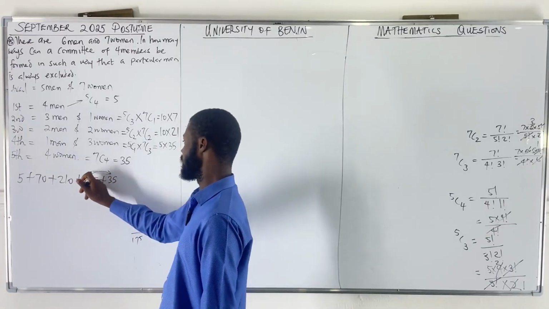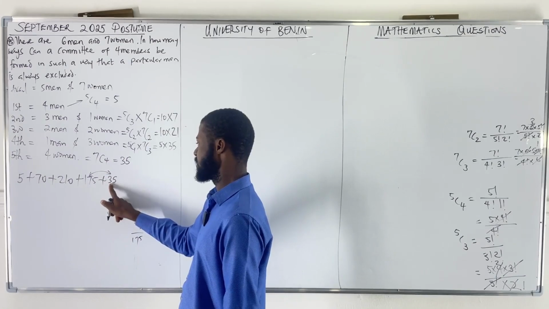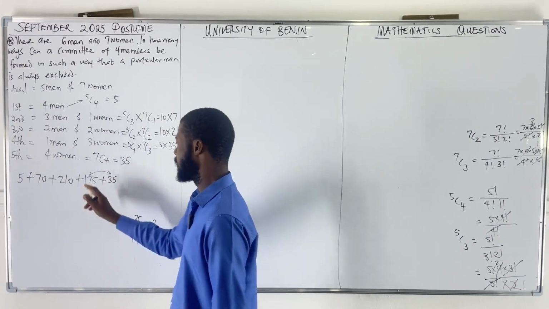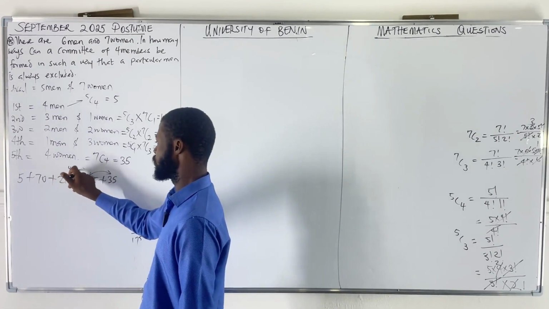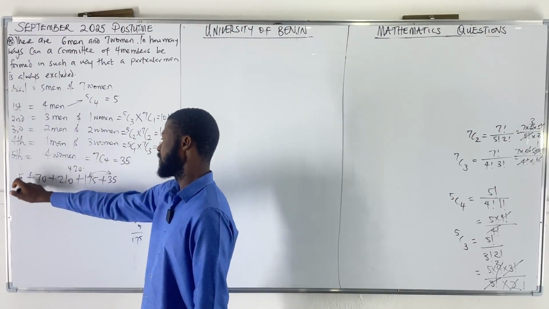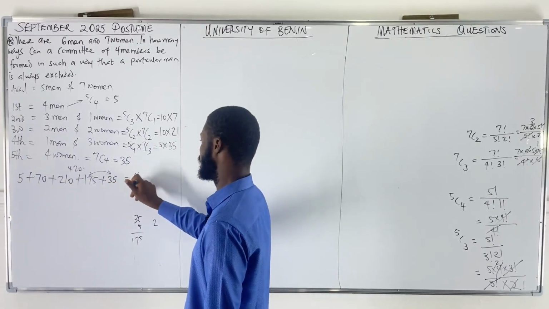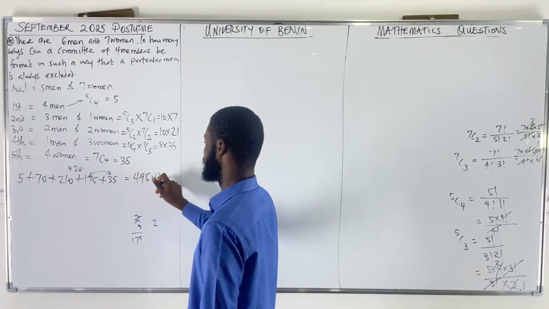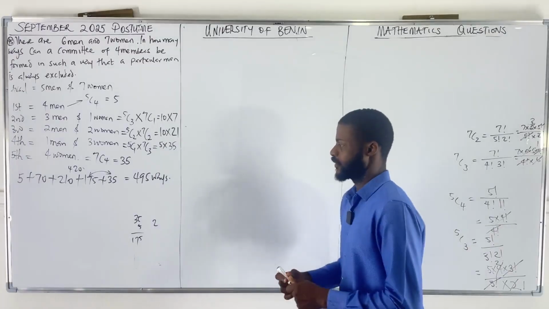If I add these two things up, 170 plus 30 is 200. So this is 210. 210 plus 210 is 420. 420 plus 70 is 490. Plus 5 is 495. So the answer is 495 ways. That will be the answer to the question.